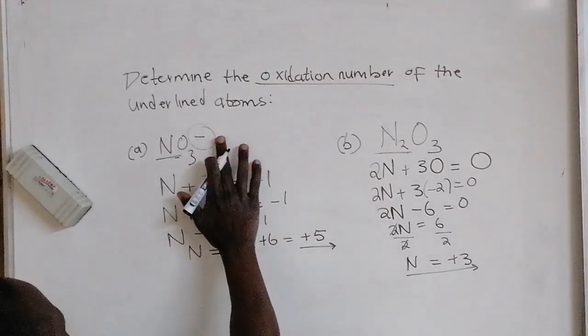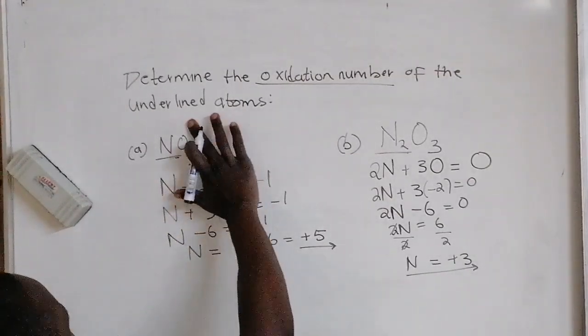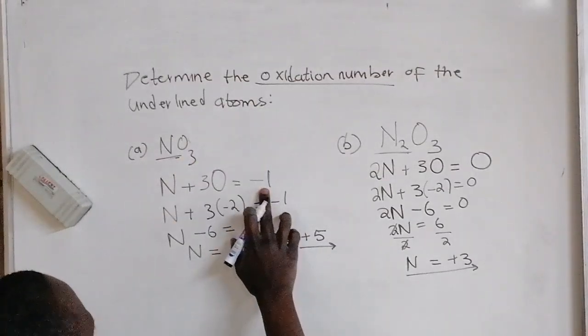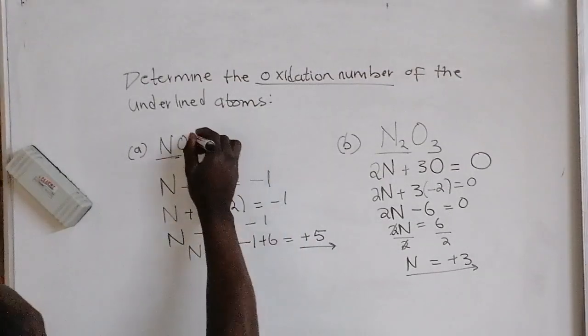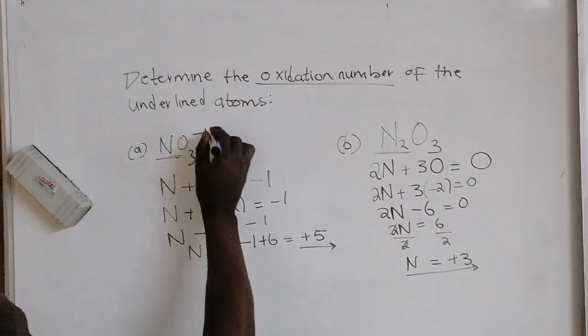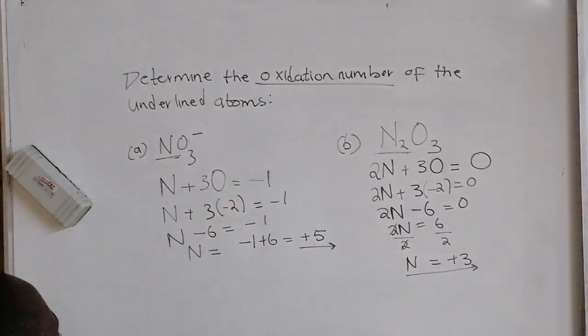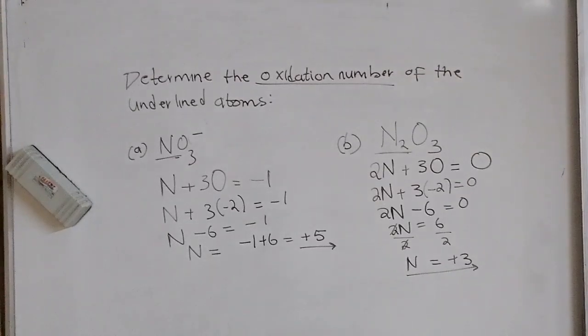Now, if we were not given this negative ion there, it means that the net charge here will be 0. But now we are given minus 1, so we equate it to negative 1. I don't know if you understand this, but it's very important for you to know how to determine the oxidation number.